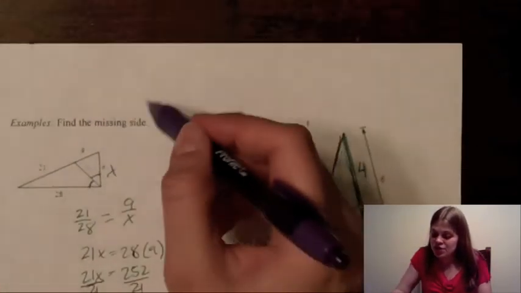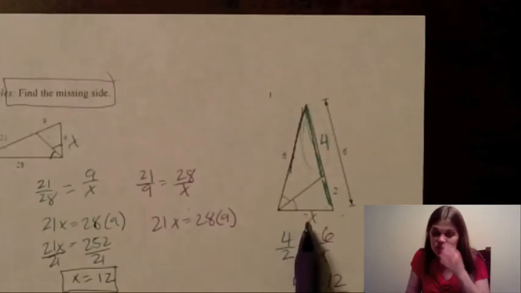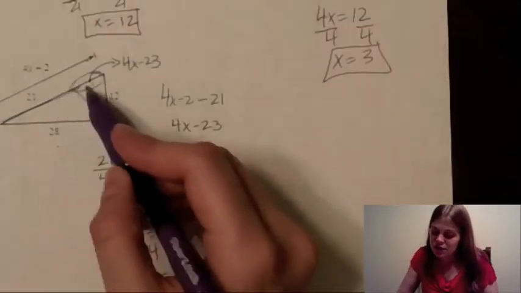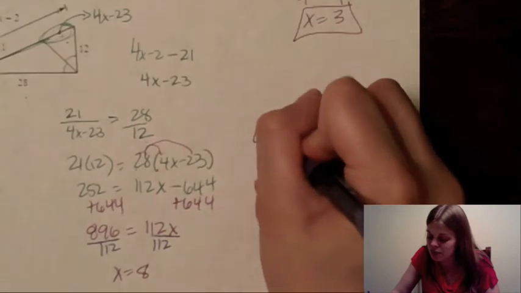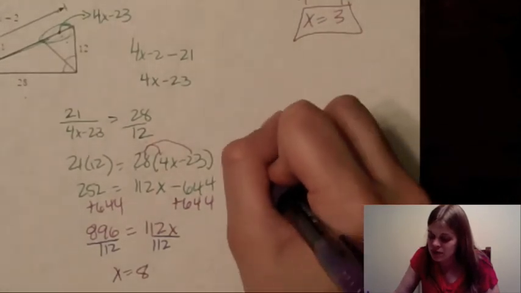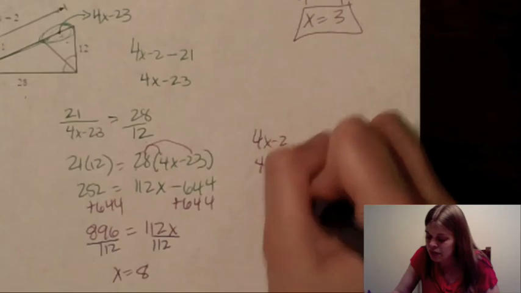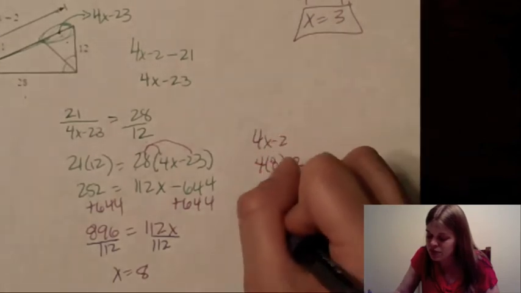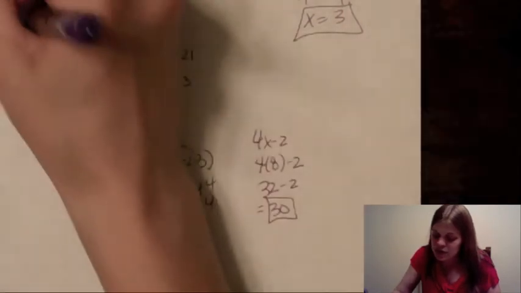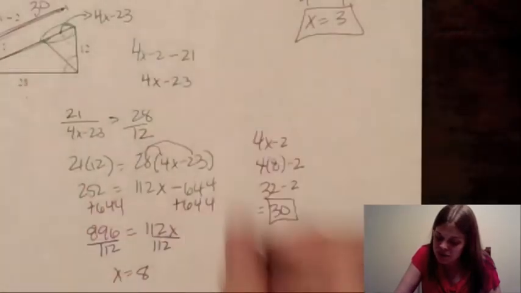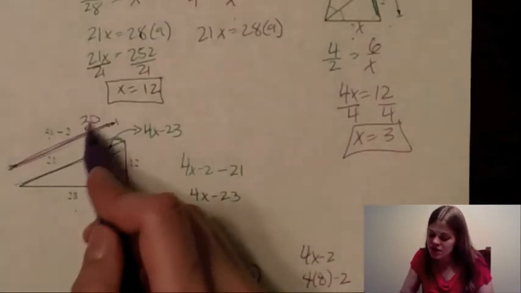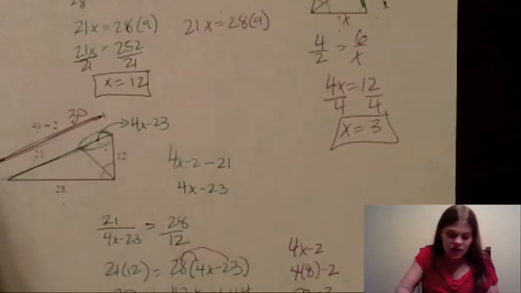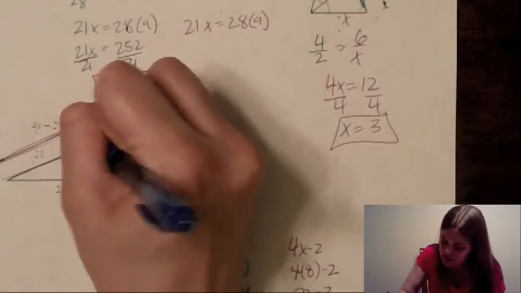Notice back at our instructions that it says find the missing side. Well, in both of these problems, the missing side was just your variable. Okay, but our missing side here, there's two that we could be talking about, so we're going to look at both of them. So I'm going to plug x in for 4x minus 2. So I'm going to do 4 times 8 minus 2, so I get 32 minus 2, which is 30. So this side right here is 30. Well, if this is 30 and this is 21, then this has to be 9.